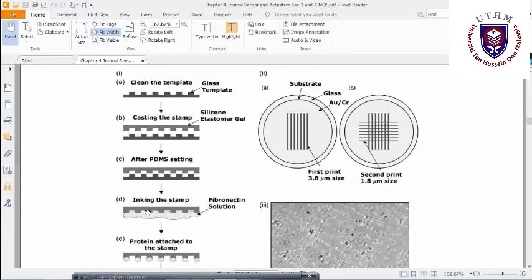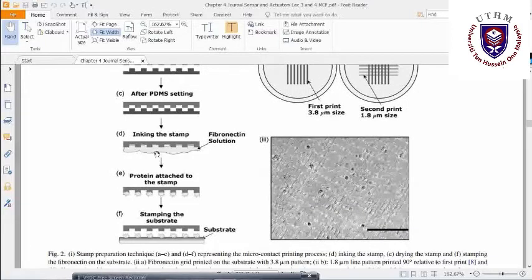Basically, you use the PDMS stamp and you ink in the protein. Fibronectin is a type of extracellular matrix protein, so you ink in the fibronectin and then you stamp on the surface. The first print is 3.8, the second print is 1.8 micrometer. When you ink the stamp, you leave it for, for example, 1 minute, so the protein attaches on the stamp, and then you stamp on the glass. When you image the glass, you see protein deposition, evenly distributed monolayers of protein.